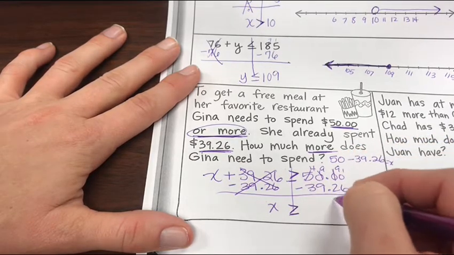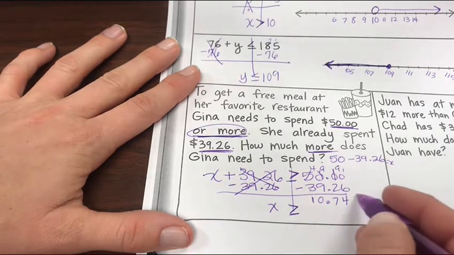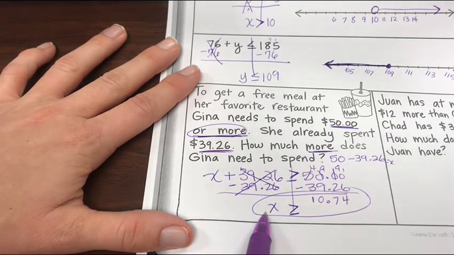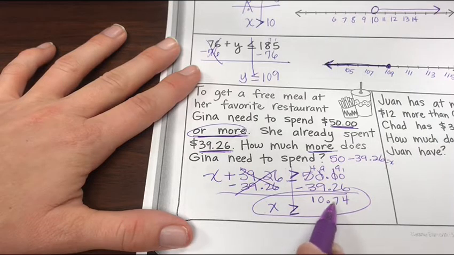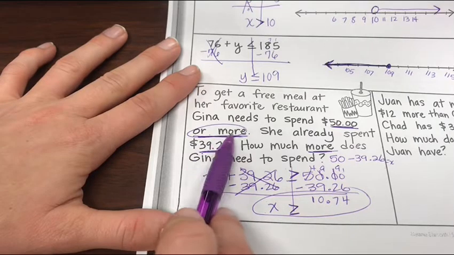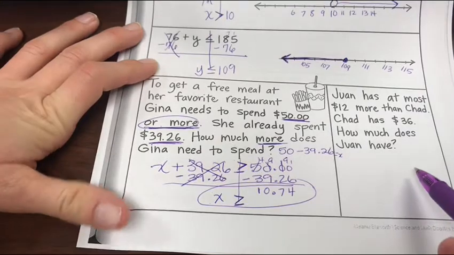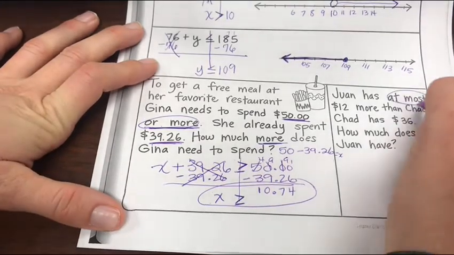So now we have, so X is, I'm going to have to spend $10.74 or more. So that's my answer. I don't just have one answer because of those two words. That changes everything. So one, at most, there's my words right there.